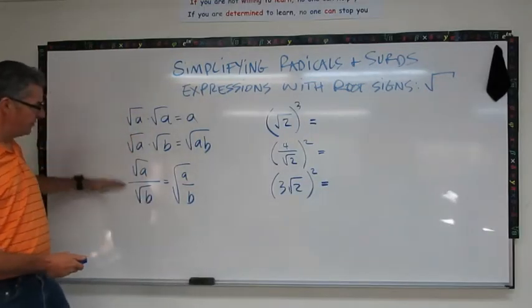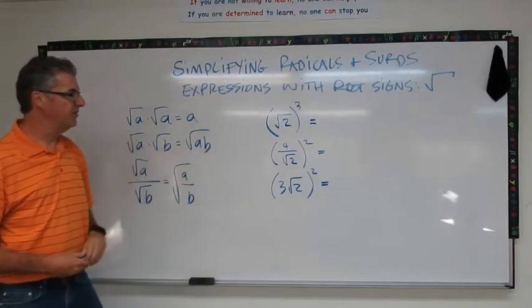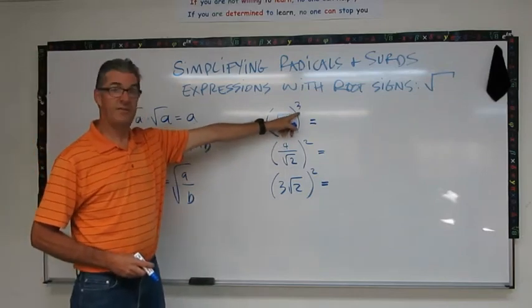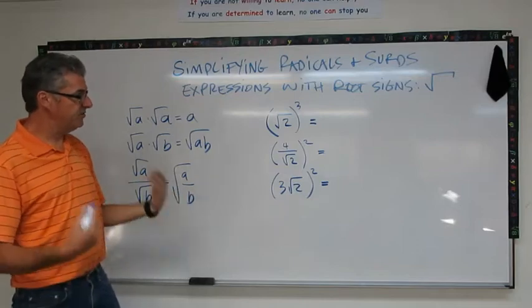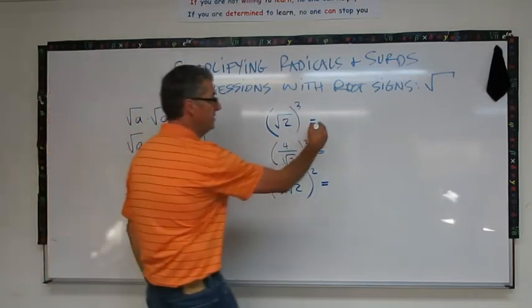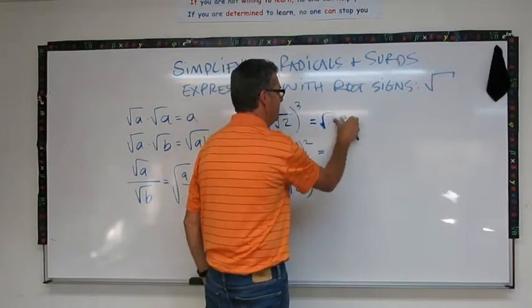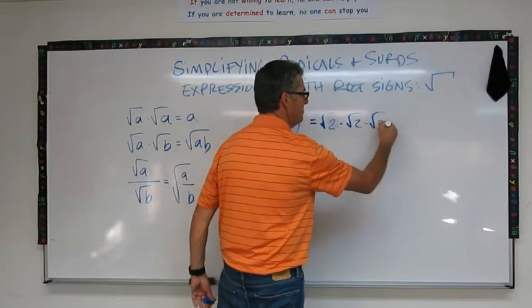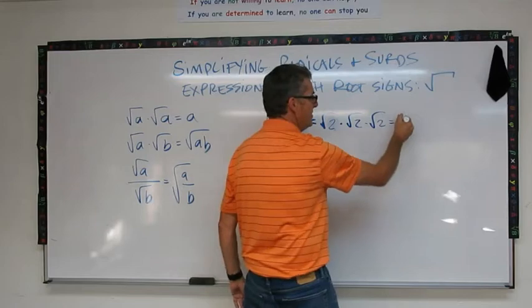I moved the rules right over here so we have them for our reference. We're going to do 3 examples here using those rules. Okay, so let's take a look at this first one. Root 2 to the 3rd power. Let's write that out. I know what that is. It's root 2 times root 2 times root 2. Now, we can write that in another way. This is root 2 squared.